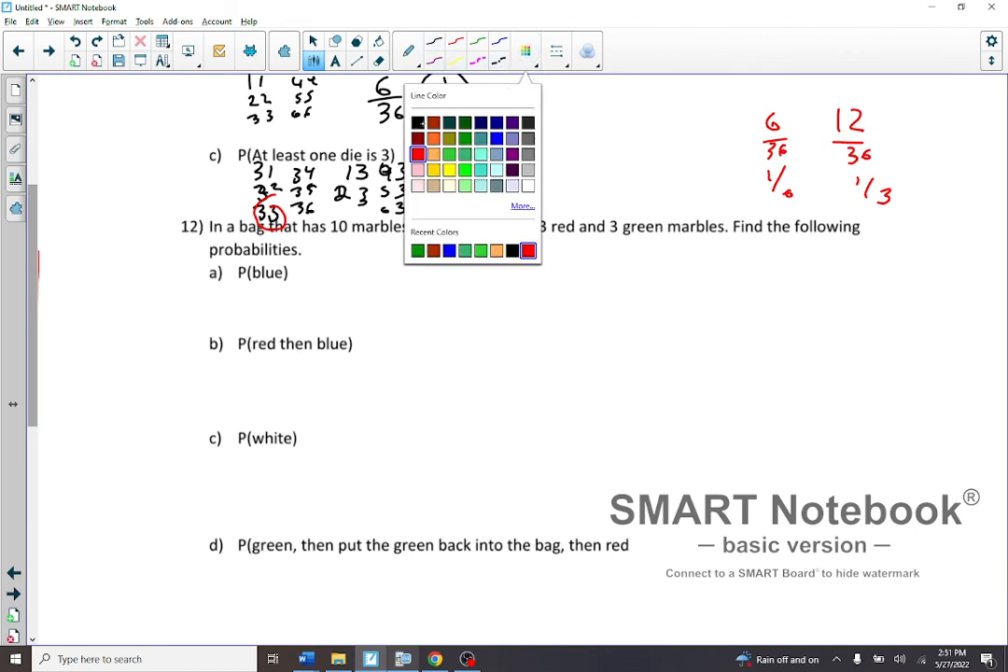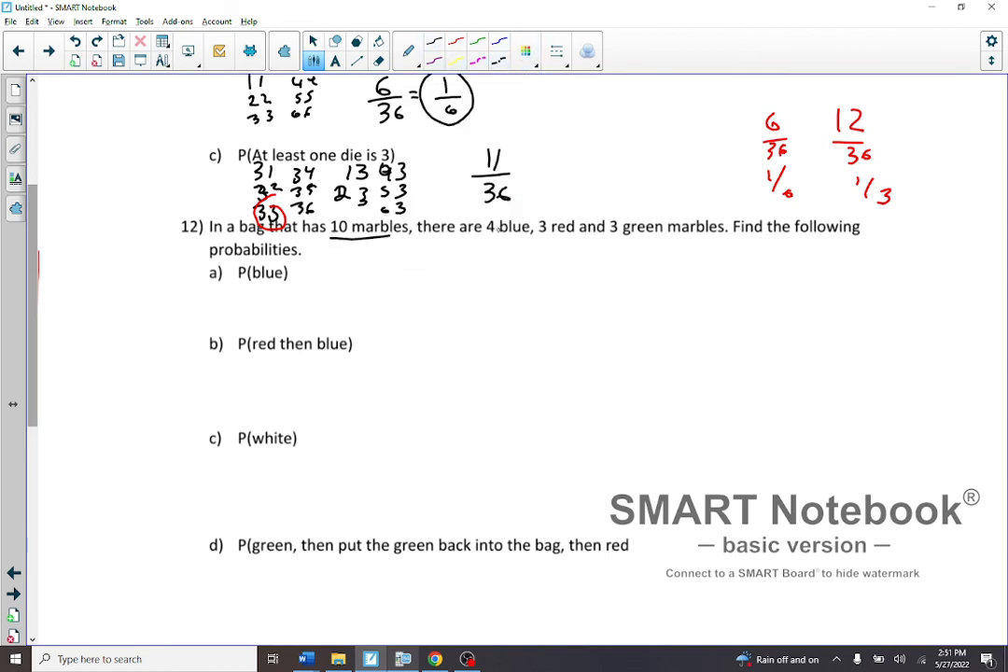In the bag, you have 10 marbles. There's 4 blue, 3 red, 3 green. What's the probability of picking a blue? So 4 over 10, which reduces to 2 over 5.